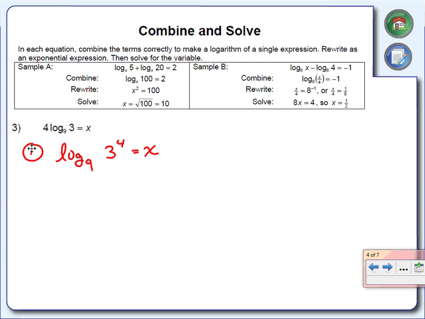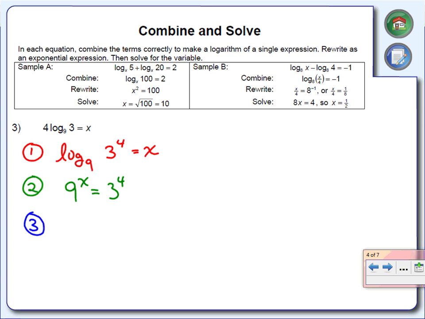Now that I have that, the next thing I'm going to do is rewrite it in the form of an exponential. So what's the base of this exponential? 9. What's the exponent going to be? X. And what is it going to equal? 3 to the 4th power. So we've taken the log and rewritten it as an exponential.